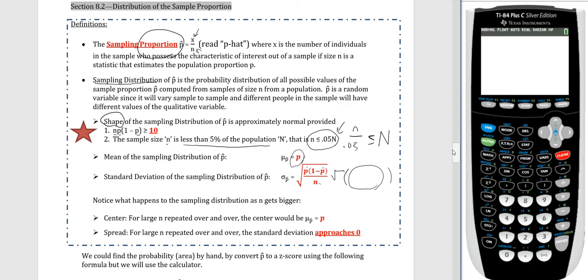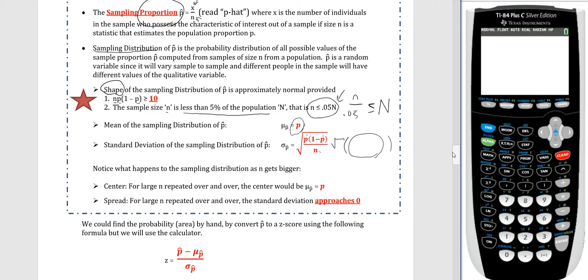All right, so we have to be careful with that. A couple things because of those formulas. As n gets bigger and bigger, the center is still just going to be p. That's not going to change at all. Because if you look at the formula for mu sub p hat, which is the mean for the sampling distribution of p hat, it's just p. It doesn't depend on n. There's no multiplication of n, no division of n, nothing. However, the spread, the standard deviation here, is influenced by little n.